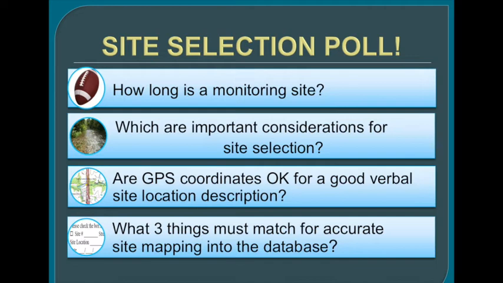And what 3 things must match for adding new monitoring sites? We do need to have the site number, the site location description, and the map. The water temperature, we don't need that for mapping it, although it is still helpful, but make sure those other 3 things do match. All right.